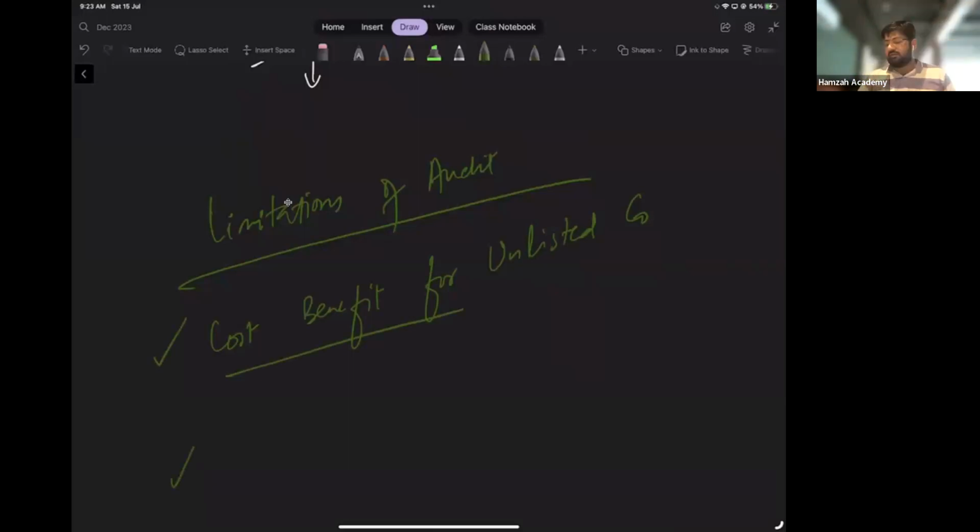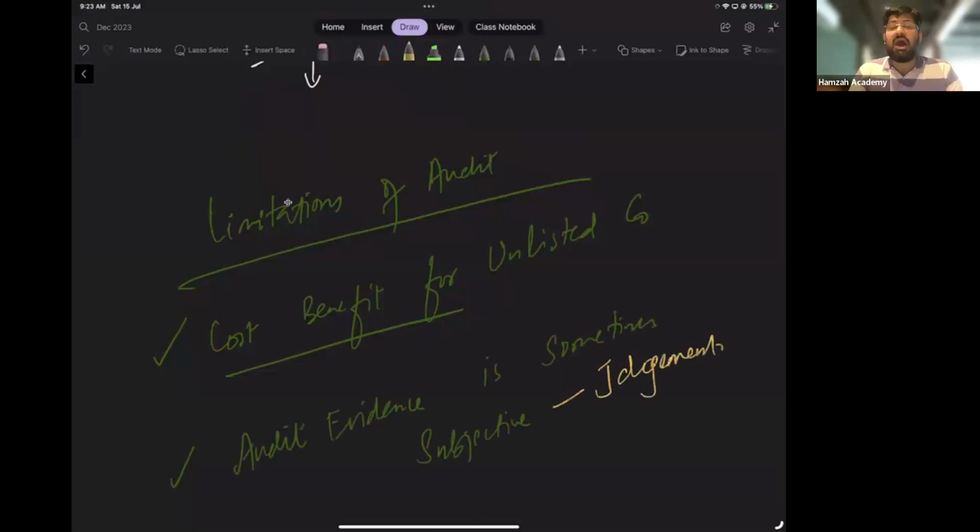The second limitation is that audit evidence is sometimes subjective. There are judgments involved during the audit. As we proceed, I will tell you at multiple stages that the auditor will assume this, the auditor will assume that. It is based on judgment, and assumption is also based on judgment. So the auditor will use his judgment at different stages, and judgment can be wrong.